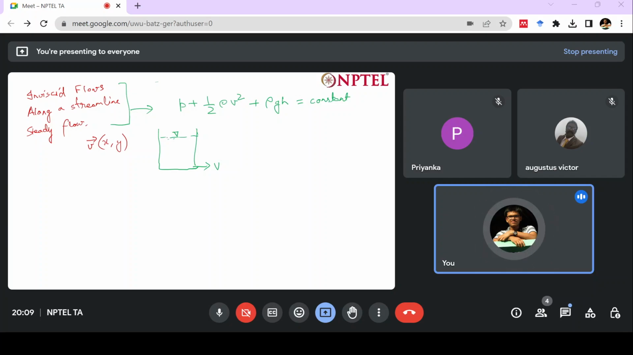How? We will assume the velocity of this free surface to be negligible because of the large size of the tank, and we know the pressure here. The pressure is atmospheric. Pressure at the outlet will also be atmospheric since it is coming out. And what else is there? This rho gh is there. There is definitely a height gap between these two, so the rho gh value for these 2 points will be different, and using that, we will get our velocity.